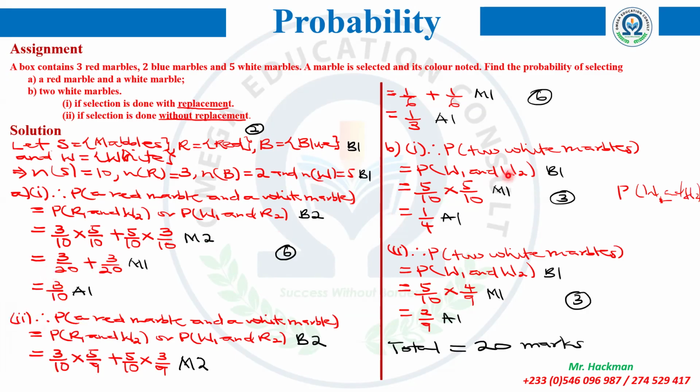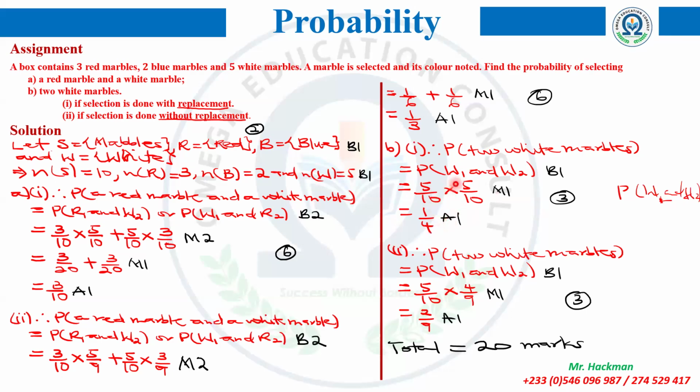Having explained that, I can continue. So in this case, I know that this will give me P(W1) times P(W2). Remember, the condition is the selection is done with replacement. So if your first one is white, you get 5 white out of a total of 10. The first white that you selected, you will replace. So your second selection, which will be white, the white will still be intact. So you still have 5 white marbles to select out of a total of 10. Your sample space will equally be intact because the selection was done with replacement. The first white marble was replaced.